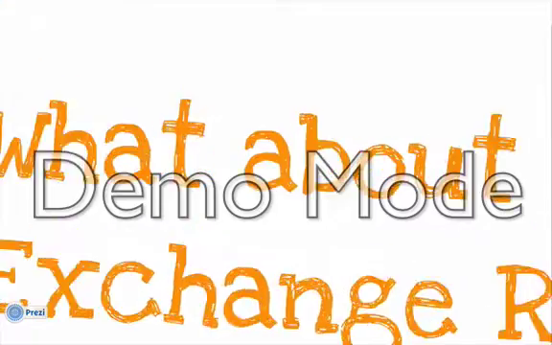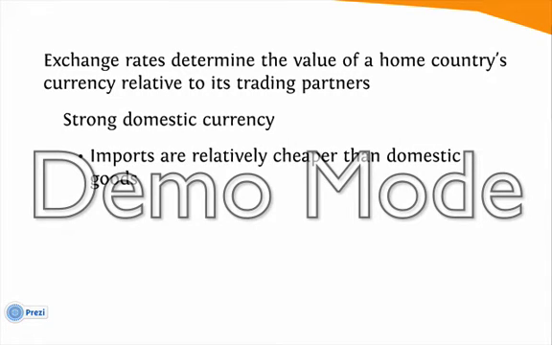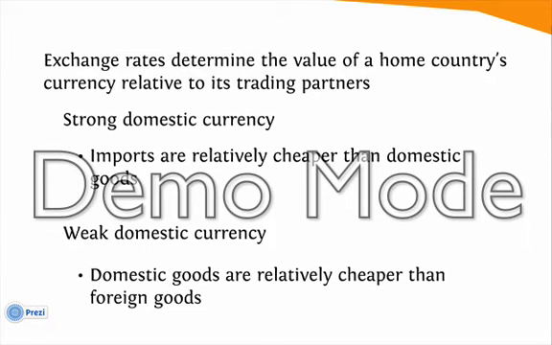What about exchange rates? Well, exchange rates determine the value of a home country's currency relative to its trading partners. So having a strong domestic currency means that imports are going to be relatively cheaper than domestic goods. And obviously, on the other side, a weak domestic currency is going to result in domestic goods being relatively cheaper than foreign goods. The problem with exchange rates is determining causation.